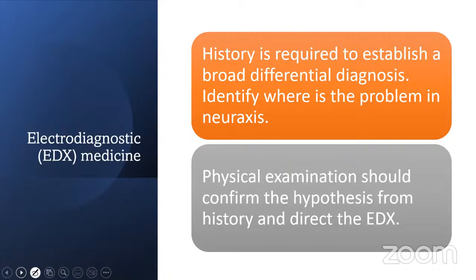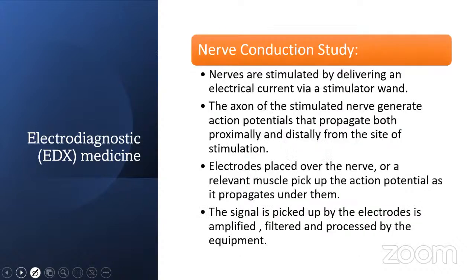Most importantly, for all electrodiagnostic medicine, history is very important. It is required to establish a broad differential diagnosis and identify where the problem is in your axis. Is it a plexopathy, radiculopathy, or nerve problem? You should also do a physical examination to confirm the hypothesis from the history, and then direct the electrodiagnosis. So the mere referral to your lab for EMG is not enough. You have to study the case, go through the history of the case, and also examine the case before you plan any electrodiagnostics.